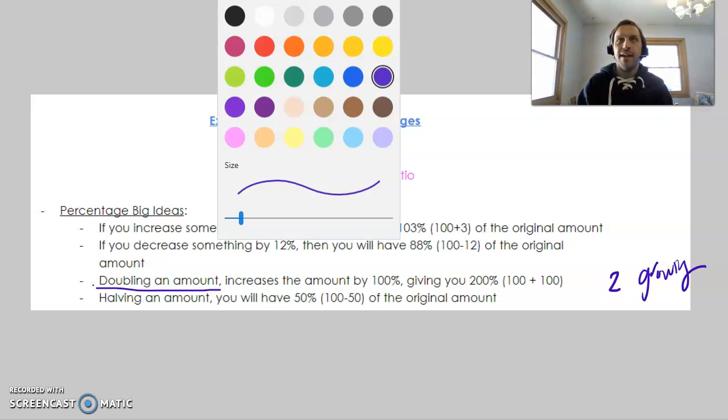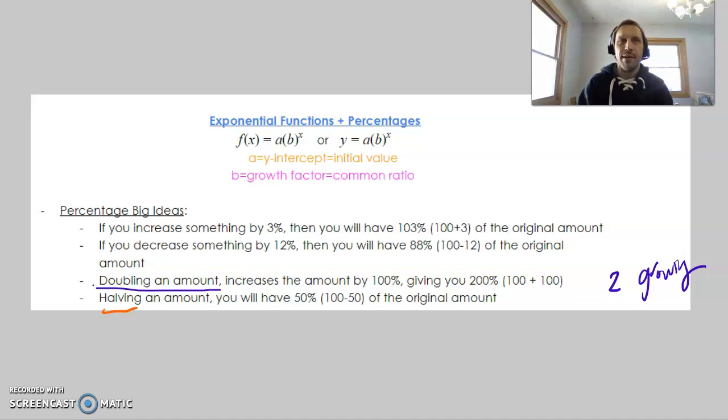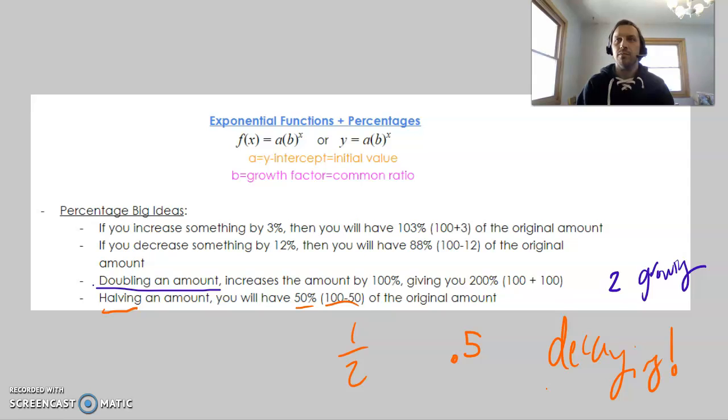All right? And then if I'm halving the amount, right, that's 50% of something. We've been saying that's 1/2, but we could also call it 0.5, like a lot of you like to do. Is that bigger than 1 or less than 1? Less than 1, so it is decaying. All right. You got it?